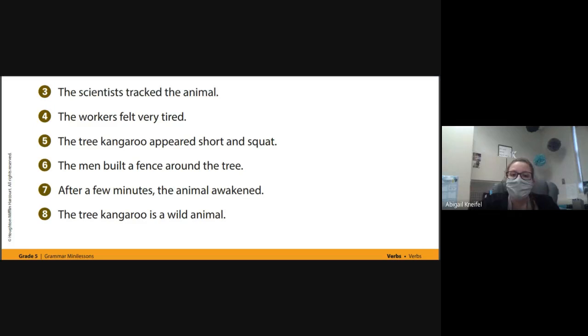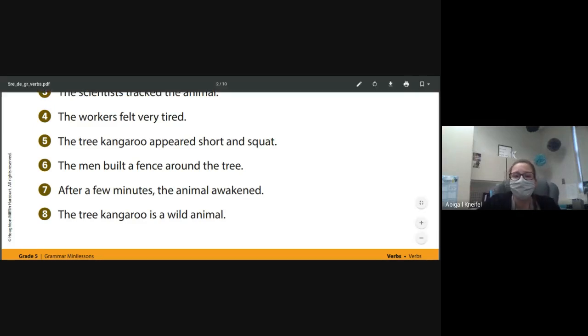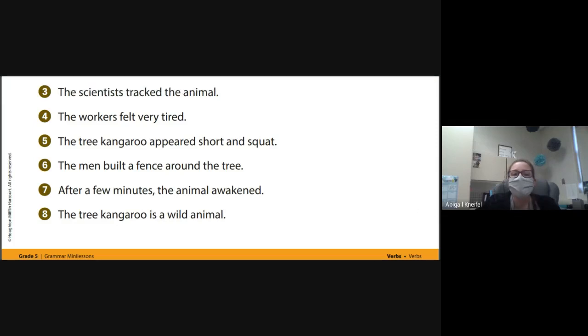All right, the men built a fence around the tree. This is an action verb. What is the action verb in number 6? Landon and Ava, yep, it is built. Mark, yep, it is built. That is the action word. That's something you can do.